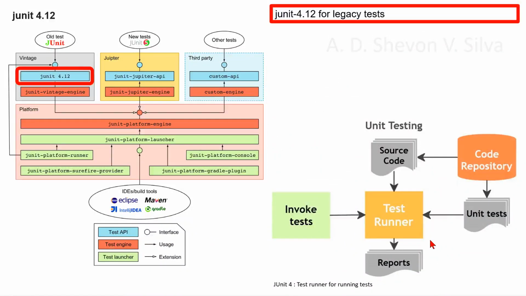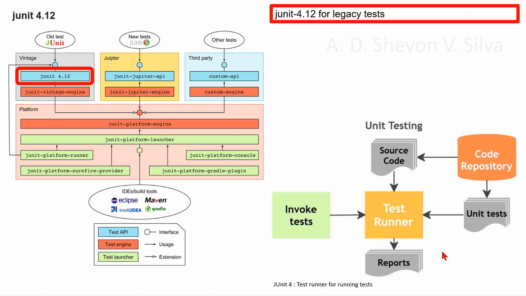JUnit is a simple open source unit testing framework tool to write and run repeatable unit tests. Also, it is an instance of the xUnit architecture for unit testing frameworks. It is mostly used as the unit testing tool by most developers. The main features are as below.